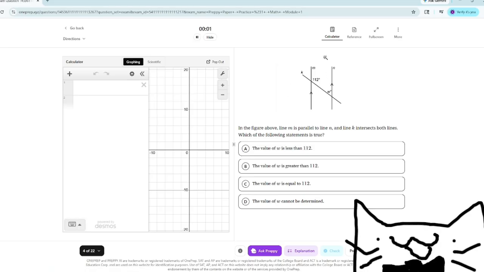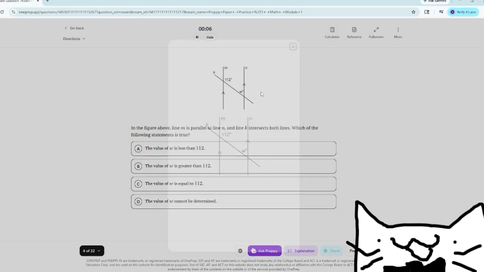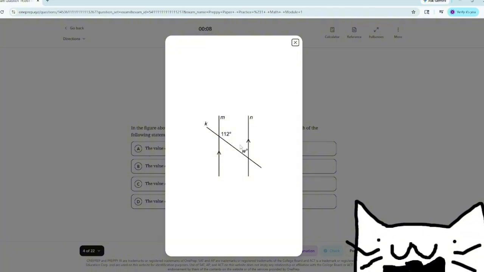Alright, next. In the figure above, line M is parallel to line N. And we want to find W. K intersects both. Now, the thing about lines is that the other side is going to be what makes this whole top half equal 180. Because if you imagine there's a circle around it, right?